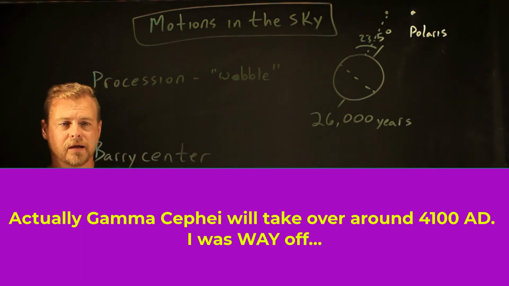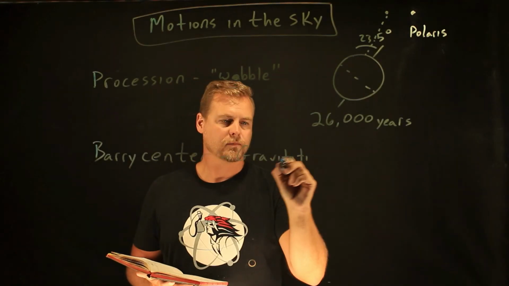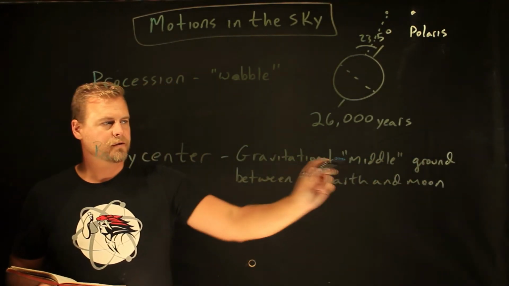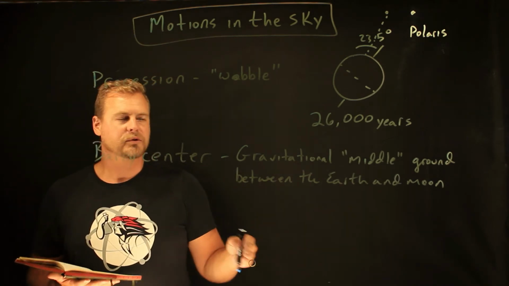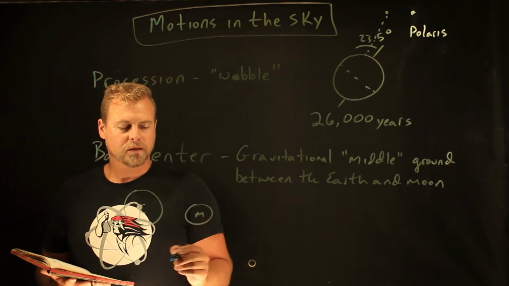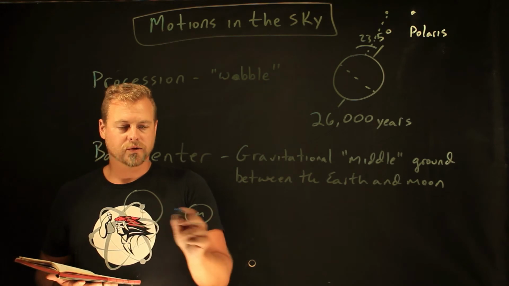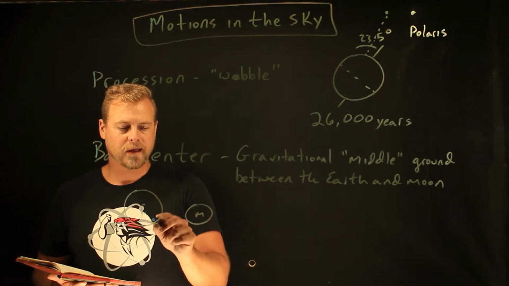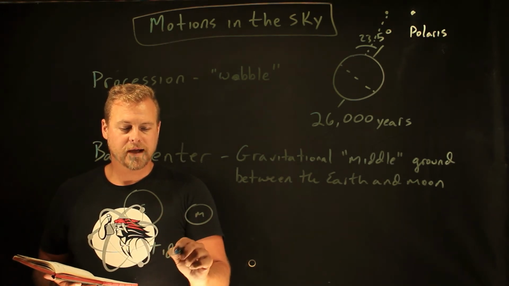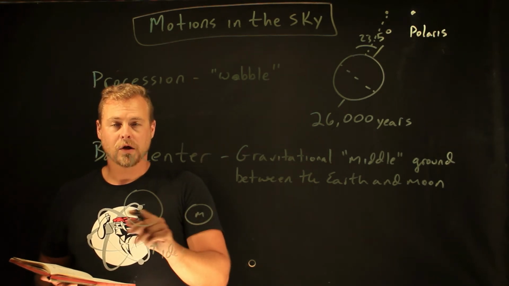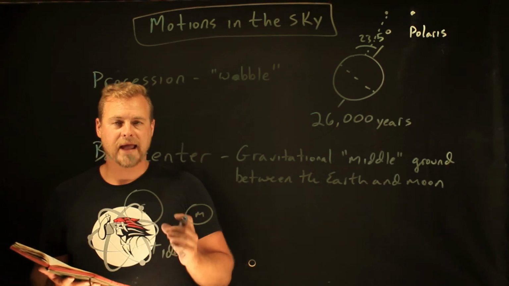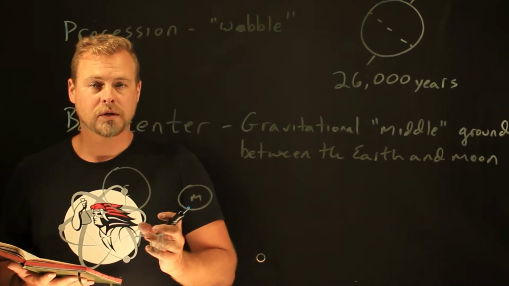Another motion that we have is called the barycenter. So the barycenter is this gravitational middle ground, exactly gravitationally between Earth and the Moon. The Moon is about 1/4 the size of the Earth, so it has some pull. We can feel that pull in the tides, right? It definitely has an effect on the Earth. All things with mass have gravity and pull.